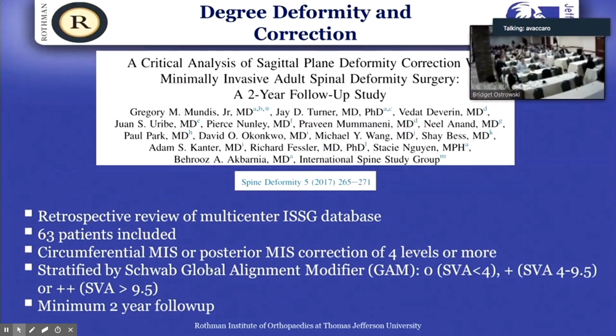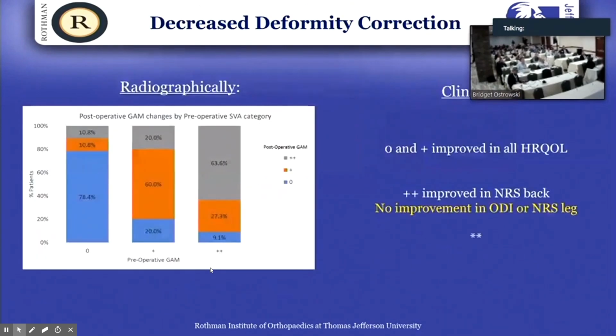Now, this is another study by the International Spine Study Group, and they have a whole segment that does minimally invasive surgery. So this is the ISSG database, and they did something really interesting. They looked at what they call the Schwab Global Alignment Modifier. What happens if you do this on people with no deformity, people with a little deformity, or people with a lot of deformity? So the next slide shows the blue means that you have gotten them back to where you want to be.